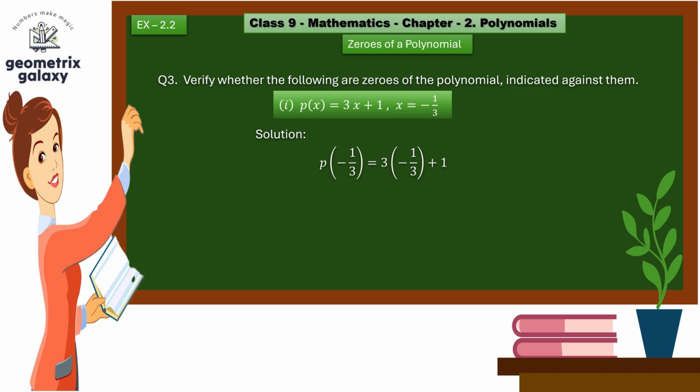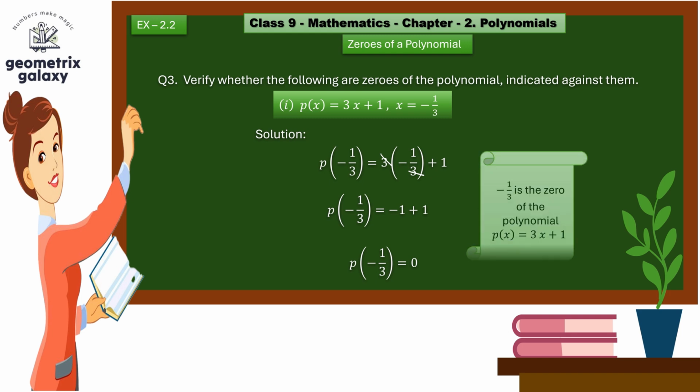Now we can cancel the 3 in the numerator and denominator. So we are left with minus 1 plus 1 which is equal to 0. Since p of minus 1 by 3 is equal to 0, we can say that minus 1 by 3 is the zero of the polynomial p of x is equal to 3x plus 1.